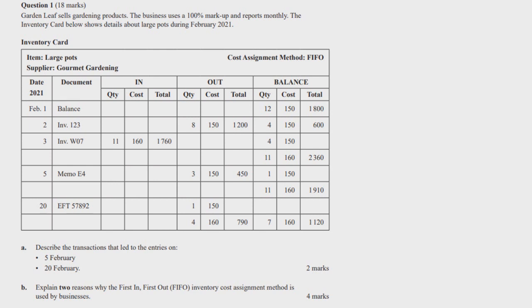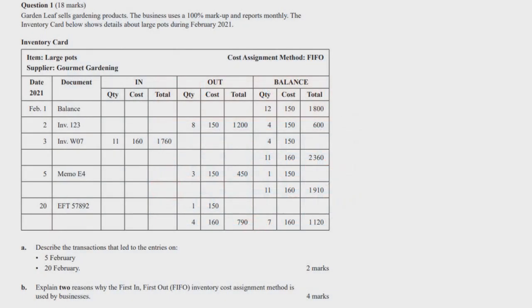So here we've got an inventory card. We're selling some large pots. The supplier was Gourmet Gardening, and they're using a FIFO approach. So 5 of Feb and 20 of Feb, we need to describe what's happened. We've got a memo, E4: 3 units at 150, total of 450 leaving the business.